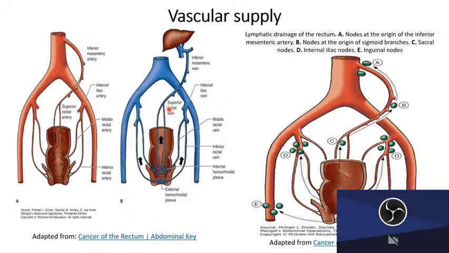Okay, then for the middle rectal vein, it will drain along both the middle and inferior rectal veins. It will follow the corresponding artery. We say it's a corresponding vein to the artery, okay, and then it will drain to the internal iliac, and so on and so forth.